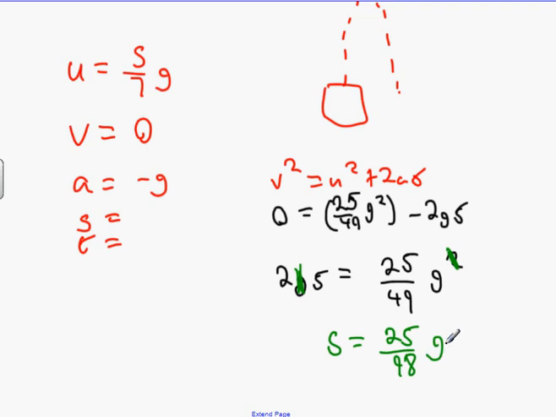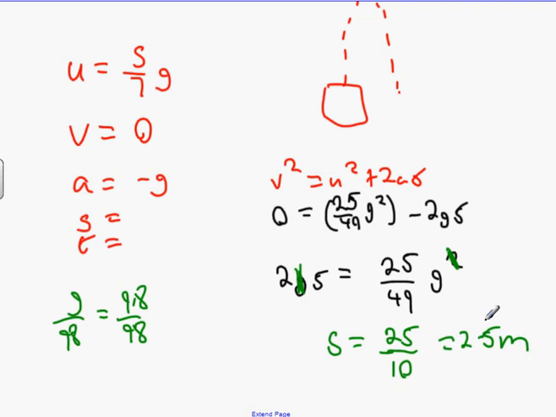G. Now, do you know the way the G is 9.8? G over 98 is the same thing as 9.8 over 98, which is a tenth. Okay, so we can just change that to 25 over 10, which will give us a rise of 2.5 meters. Everybody happy enough with that? 2.5 meters. Okay.